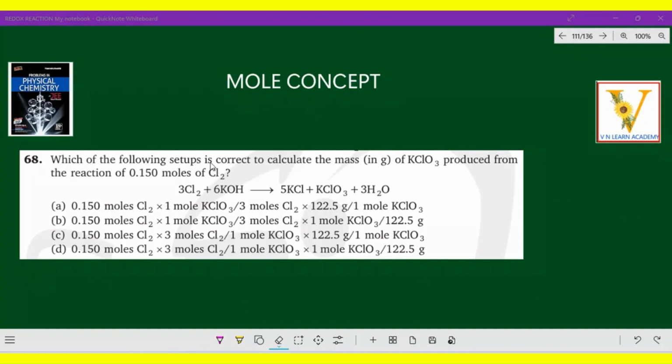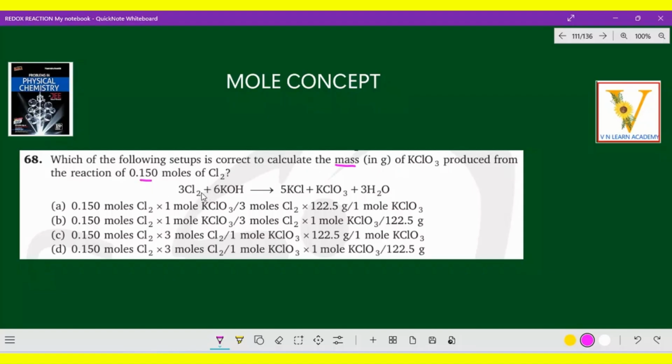Which of the following setups here is correct to calculate the mass in grams of potassium chlorate produced from the reaction of 0.150 moles of chlorine? Right now, we need to calculate the mass in grams, that is the given mass. So given mass equals what? How do we identify that given mass? Moles into molar mass. That is how we can identify the given mass. Here they have given the moles.